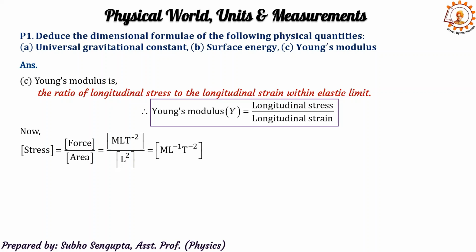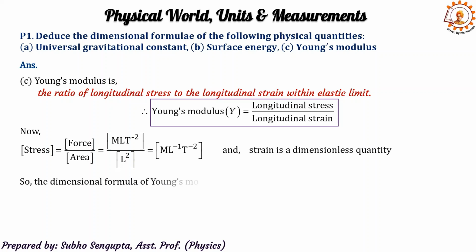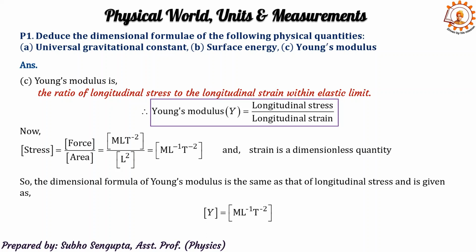Strain is measured by the ratio of change in configuration to the original configuration of the body. So, it is a ratio of two similar quantities and hence dimensionless. Hence, the dimensional formula of Young's modulus is exactly the same as that of the stress and is given as [M L^-1 T^-2].